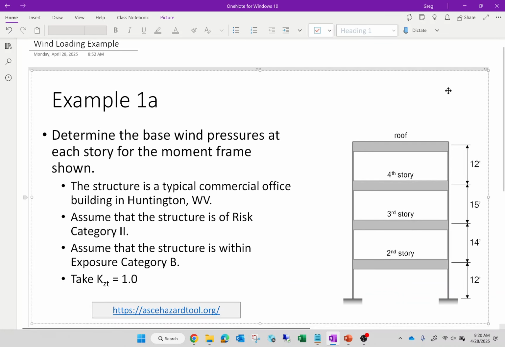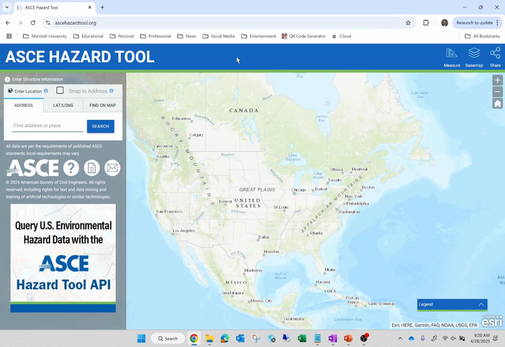Okay. So the first thing that we need to do is figure out our base wind speed for this area. If you recall, we can go to hazardtool.org to figure that out. I have a browser open right here. This is our hazard tool, and we're just going to put in Huntington, West Virginia and see what we can get.